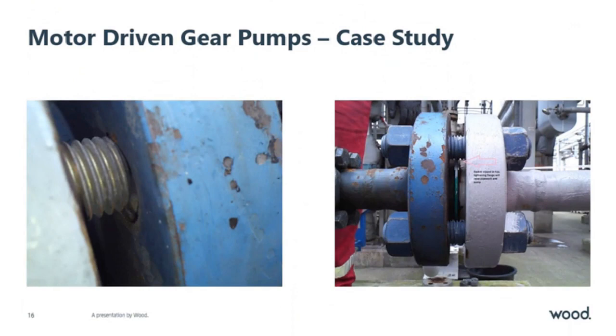So this shows how bad the misalignment was. A stud bolt could not pass through from one flange to the other without pulling the pipework over.